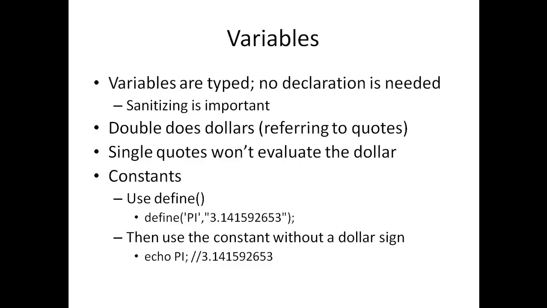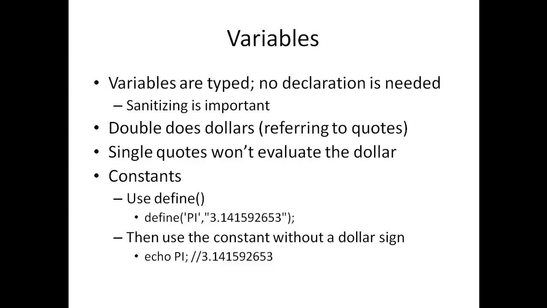So variables are typed, not in the sense of typed on a keyboard, but in the sense that there's a specific data type that the variable represents. There, again, is no declaration needed for the variables, but sanitizing is important. That means if you're expecting an integer in that variable, the variable can hold a string, so you have to figure out if it's an integer or not. Or you can use functions when we talk about sanitizing, how to sanitize for integers and strings.